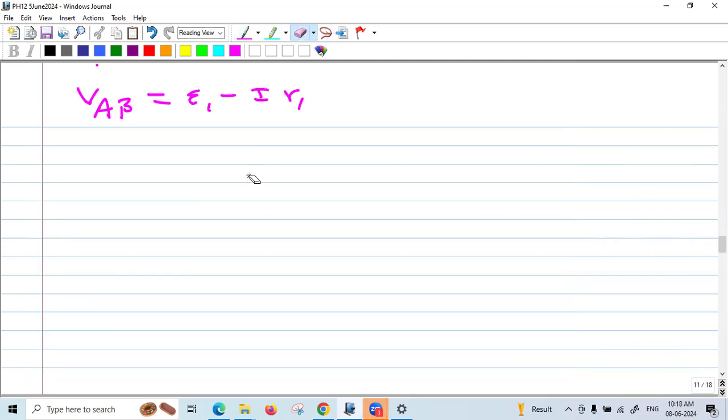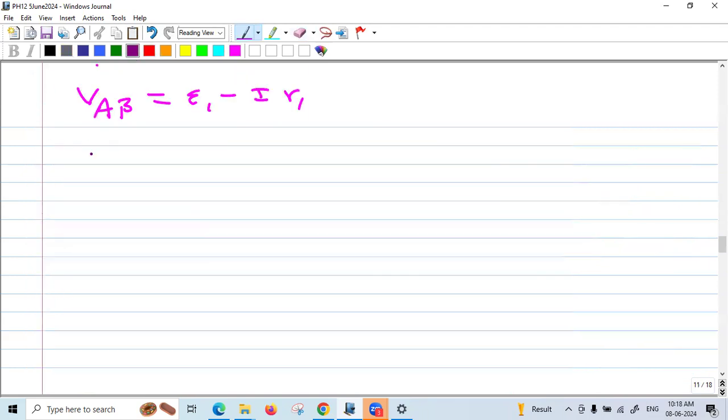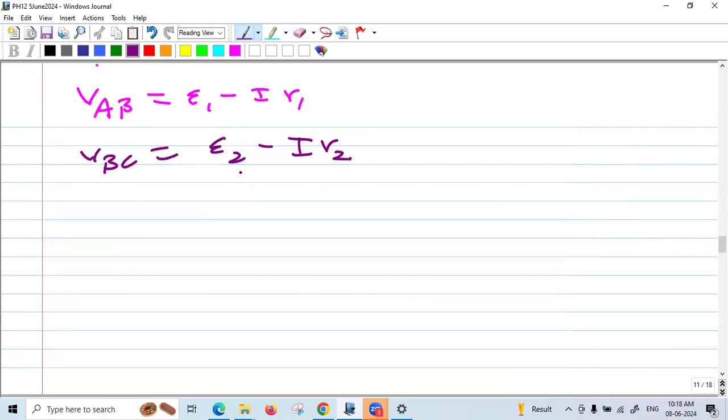Similarly, I can find the drop from B to C across the second cell, VBC. VBC will be E2 minus the same current I times a different internal resistance r2. r2 is the internal resistance of the cell, so there is a resistance here. To make it clear, we will draw it outside, and this value is r2. There is a drop across the cell, and in the resistance I'm going against the direction of the current flow, so there will be a voltage rise. A voltage rise is the same as a negative drop. The net drop from B to C is this drop minus this rise, that is E2 minus I r2.